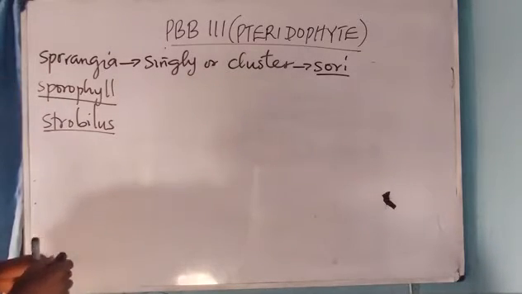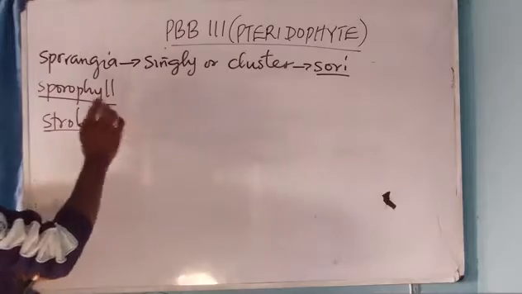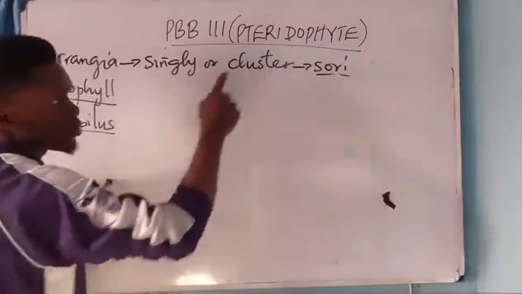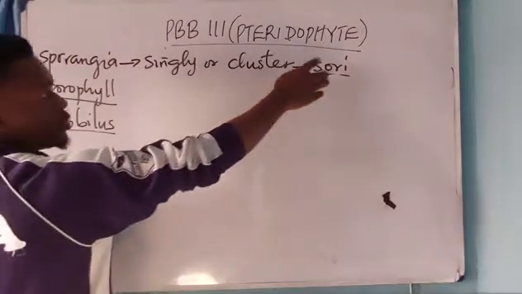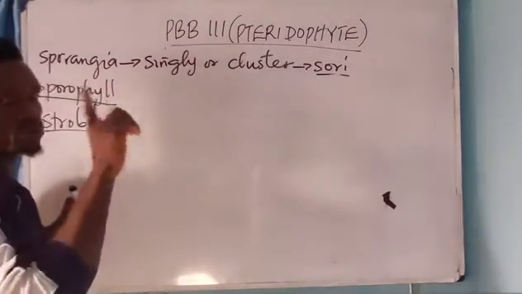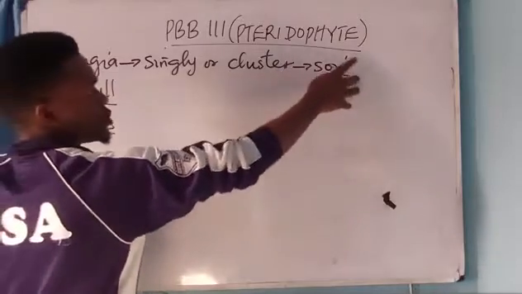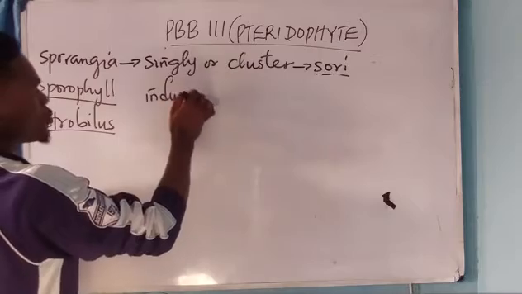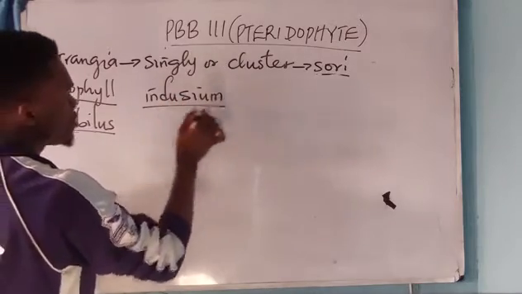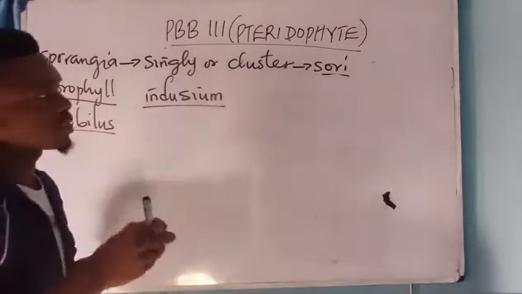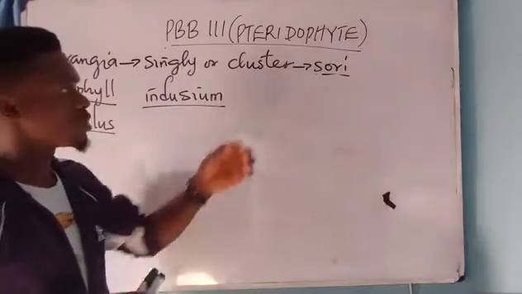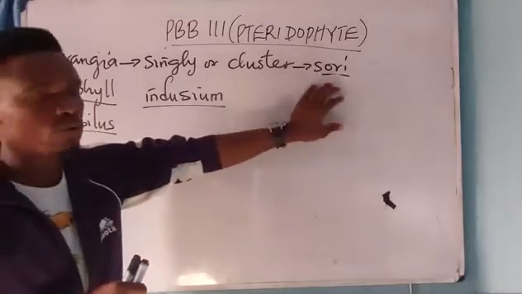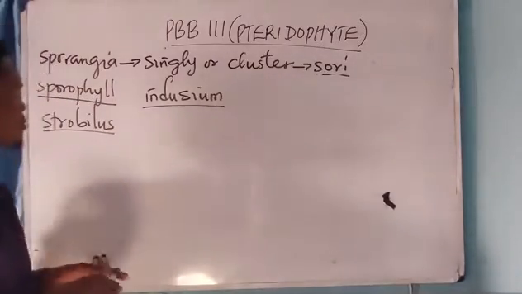Now, outside each sorus, each soros, sori is plural, then soros is singular. So each soros is surrounded by what is called indusium. So indusium is just like the protective coat that is found surrounding what? The sori. It's what? A protective coat. Indusium surrounds the what? Sori. Please take note of that.